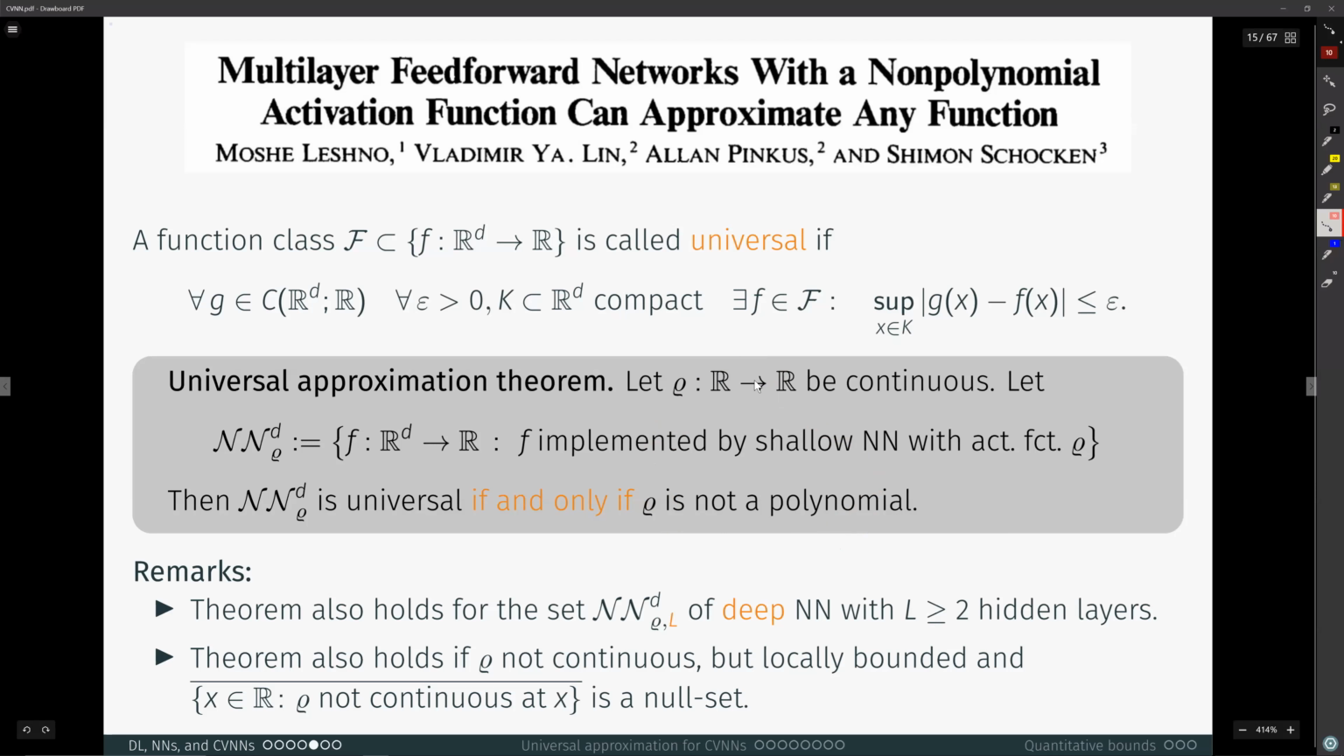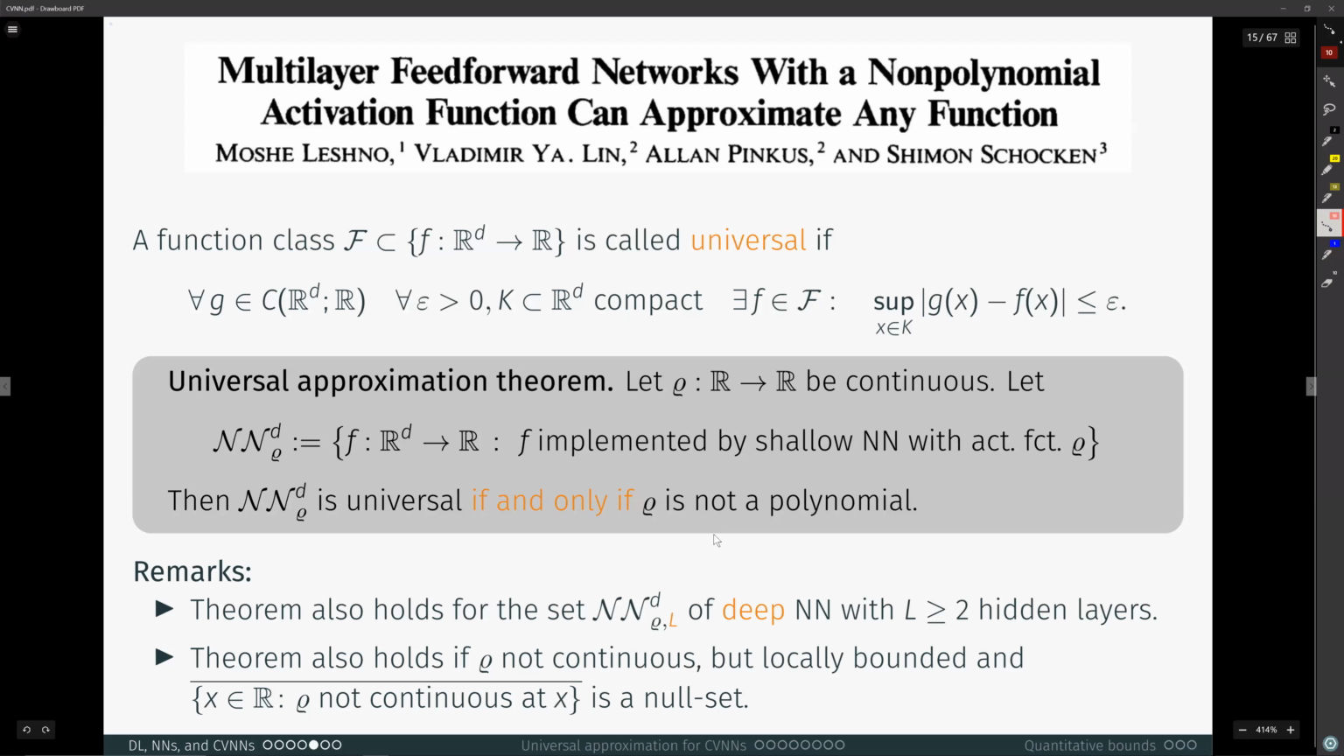And the other thing is, here it's assumed now that the activation function is continuous. You can weaken that a bit. It's actually enough if the activation function is locally bounded, and if you look at the set of all discontinuity points of rho and the closure of that, that's a null set. So if it's not too discontinuous, let's say, then the theorem still applies as stated. Just you have to replace being a polynomial with not being a polynomial almost everywhere. Okay, so this is the real valued universal approximation theorem.